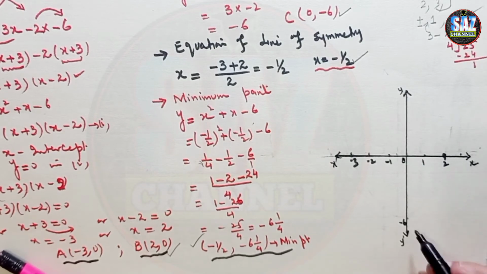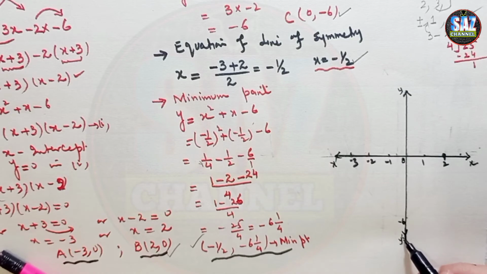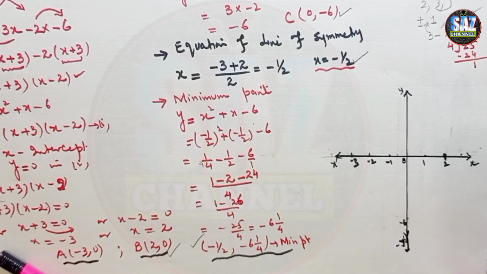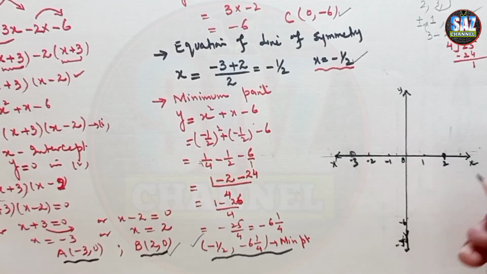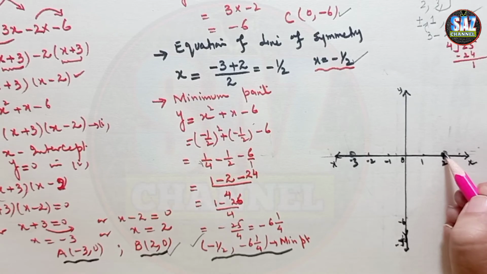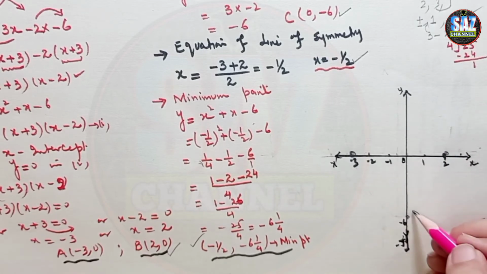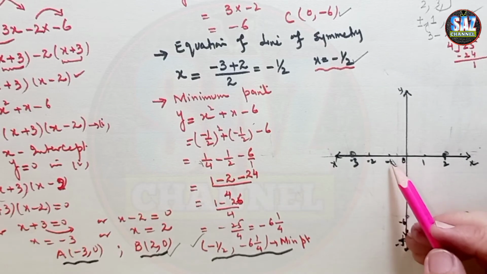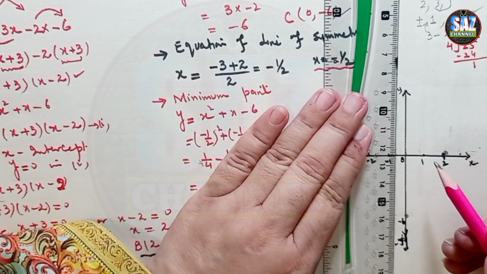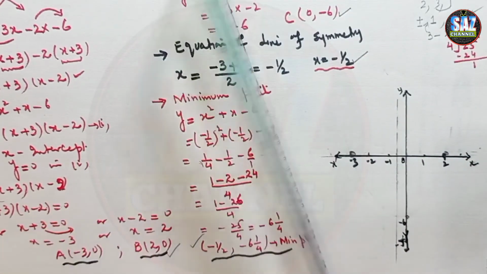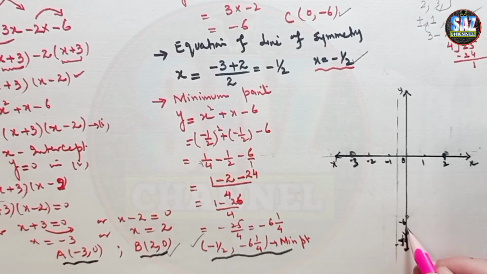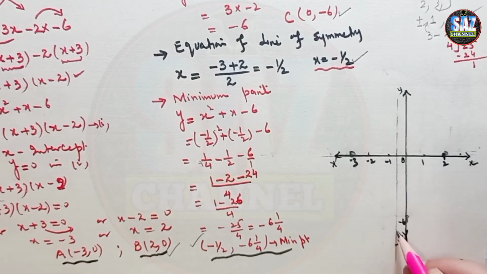Okay, 6.25, so I have to go a little down. 4 6s are 24, and I have to move towards minus 7 as well. So it's time to mark the points first. A is minus 3 with 0, the point will be coming here. B is 2 with 0, point C is 0 with minus 6, and my line of symmetry is x equals minus 1 by 2. That will be right in between 0 and minus 1. So I have to mark the point here, and at minus 1 by 2 I need 6.25. I have to mark the point at the exact place.